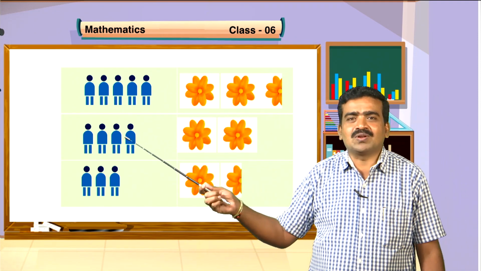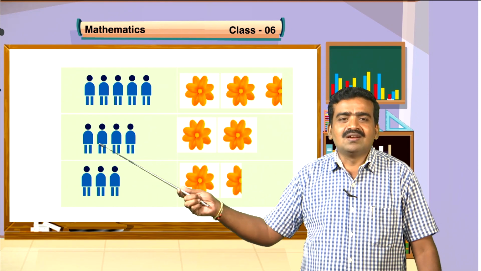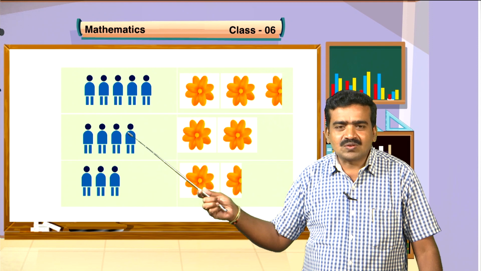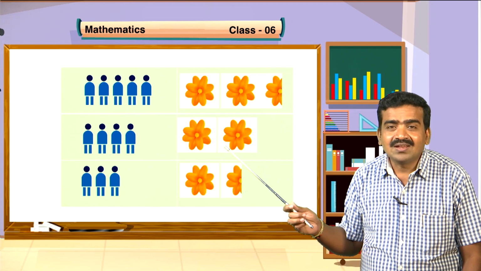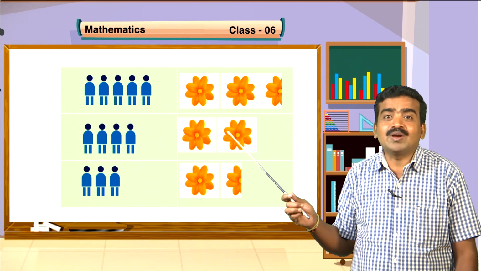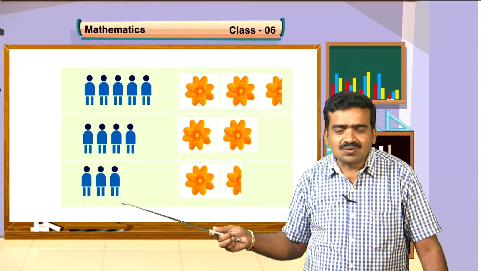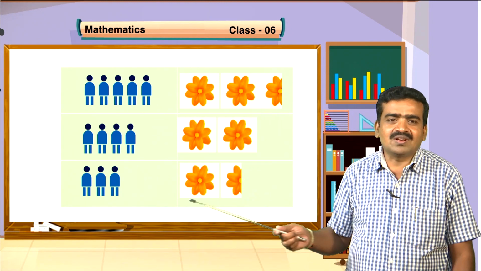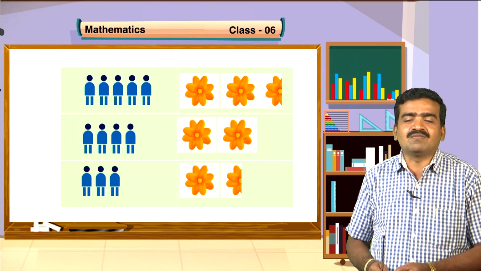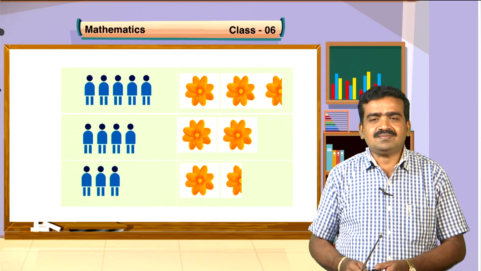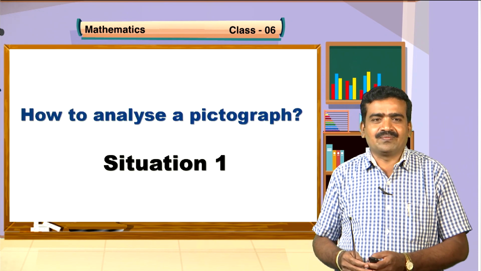It is easy to represent 4 students because one flower represents 2 students. Therefore, 4 students can be represented by 2 flowers. This is the key we have to provide for the pictograph. For the 3, one flower represents 2 students and the half flower represents 1 student. This is what the pictograph gives us, to understand the data in the simplest way.